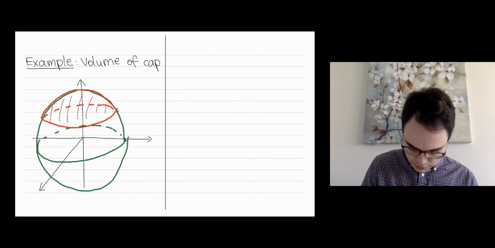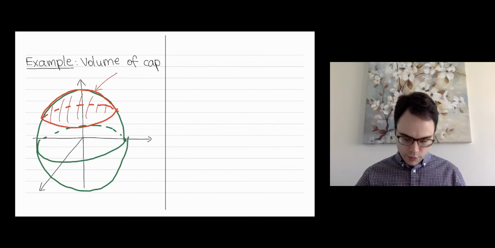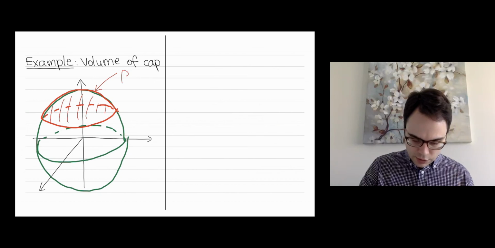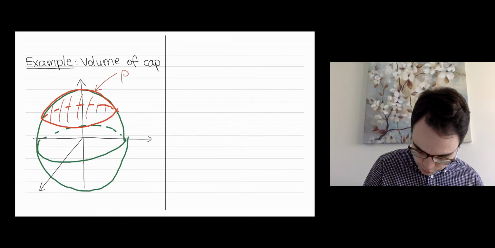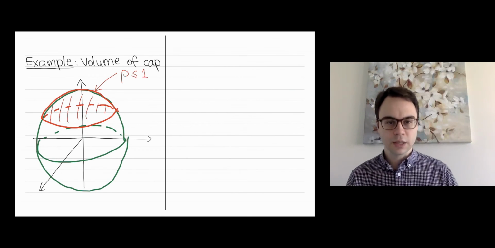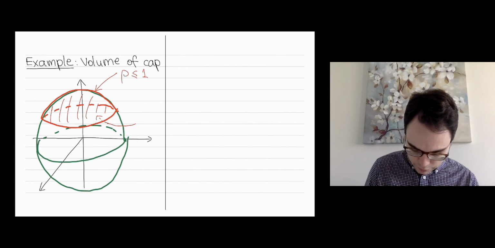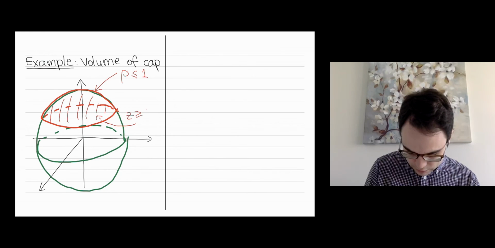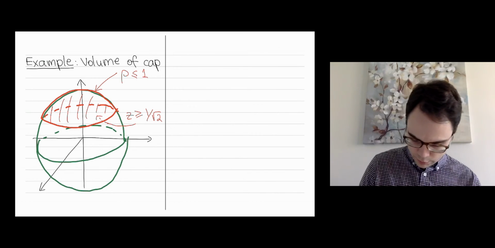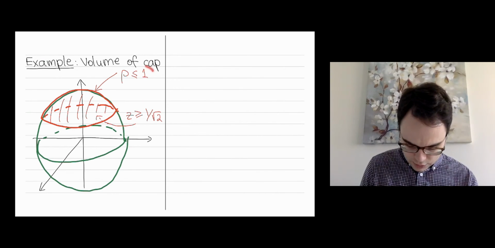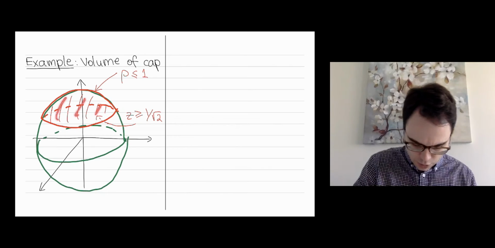It's described by two equations. We're talking about the solid region that's enclosed by the sphere of radius 1, so our region consists of points with radius at most 1. And the second condition is that it's above the plane where z is equal to 1 over root 2. So our cap, our region, is described by these two inequalities. Rho is at most 1 and z is at least 1 over root 2. And then we get this shape.